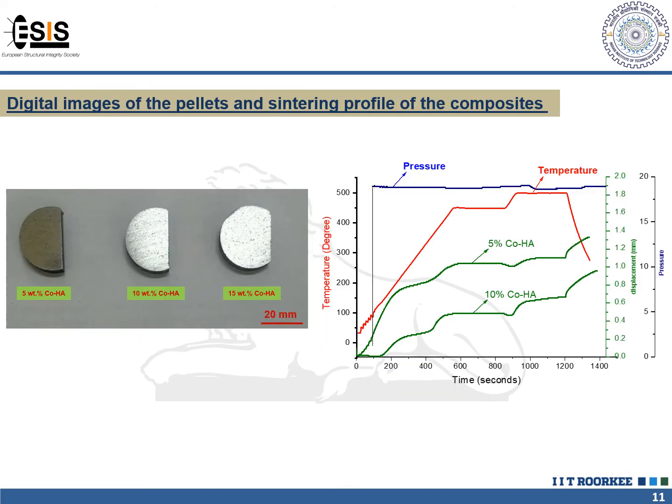These are the digital images of the pellets obtained after the double stage sintering process. Black spots can be seen. They increase at the surfaces when the composition of the co-precipitated HA increases. And the right side is the sintering profile of the composite. The red line shows the temperature graph. Here we can see the double stage sintering with the 5-minute holding process. The pressure was constant throughout the sintering process, that is 20 megapascal.